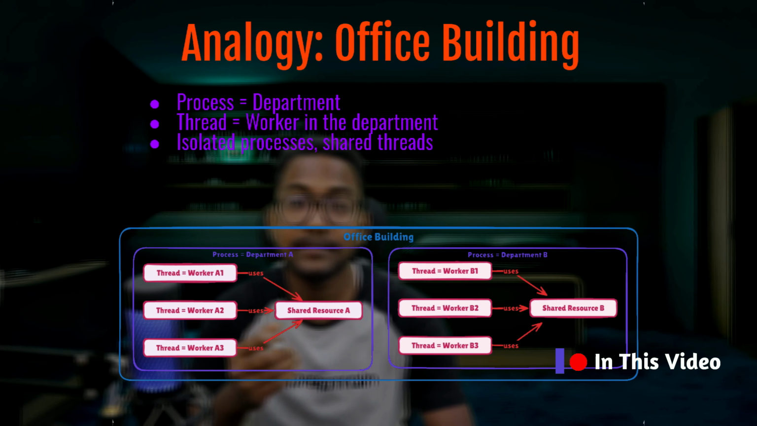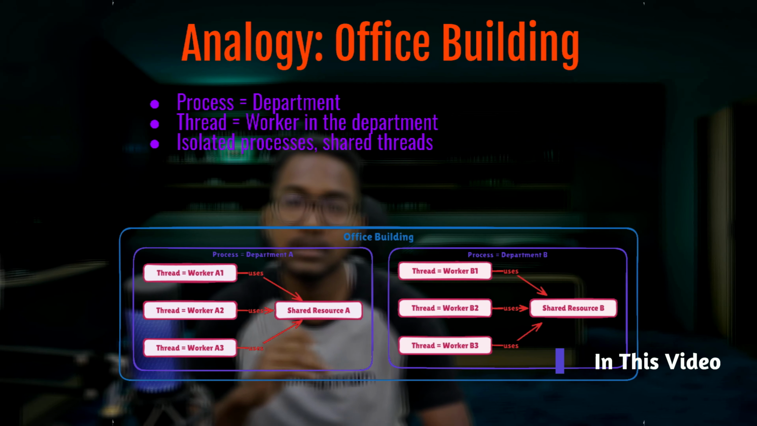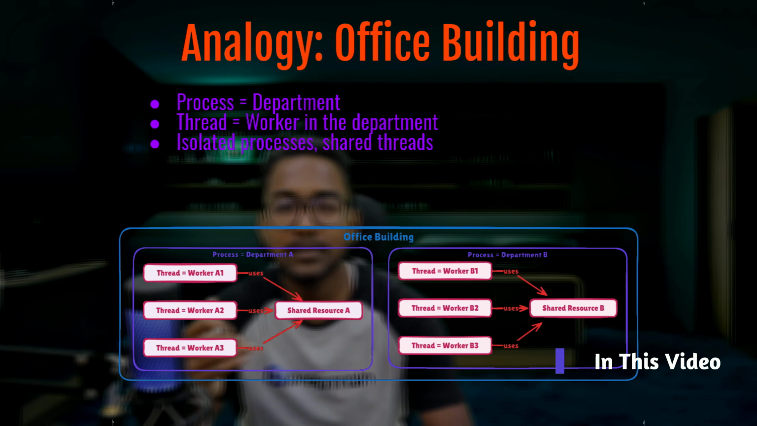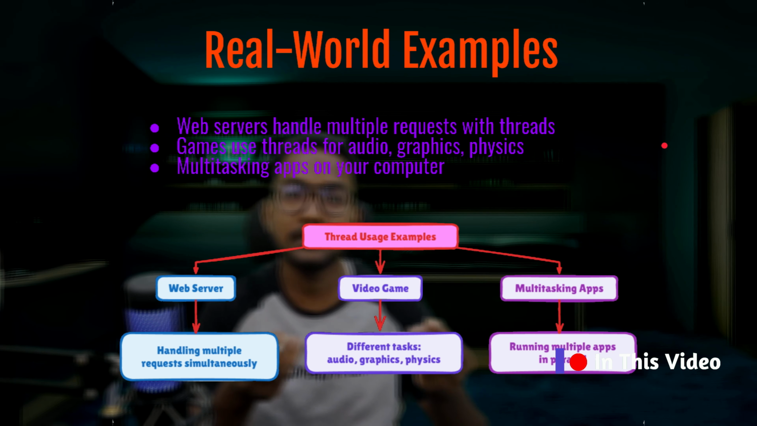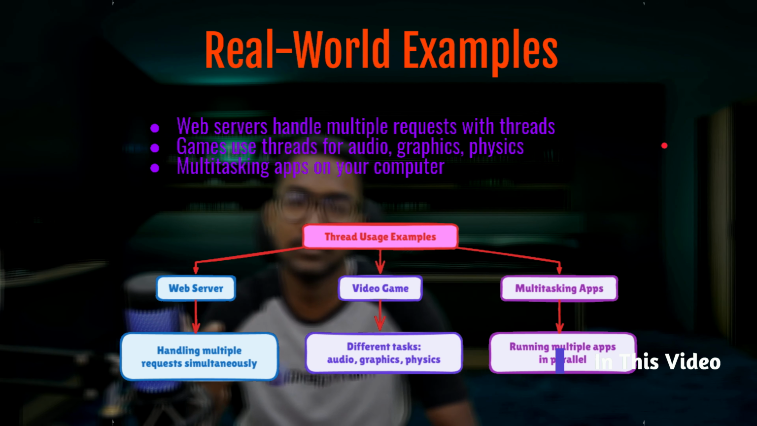This is where it gets interesting. If the whole department or process basically gets shut down, all the workers or threads stop as well. But if just one worker messes up, the rest can still keep working. One of the most common places you will see process and thread in action is on a web server. Web servers like Apache or Nginx handle thousands or sometimes millions of user requests at the same time.